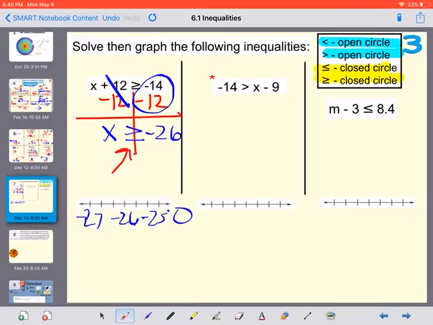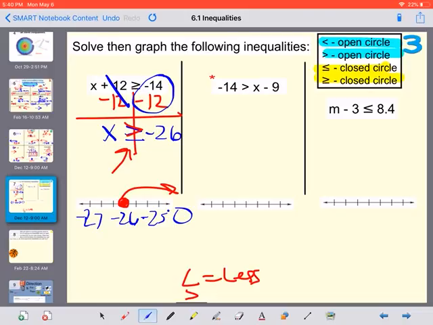And we have the equal to there, so we have a closed circle at -26. And the greater than symbol does not make an L for less than. It makes the other direction, which is greater than or to the right. Bigger numbers are to the right.